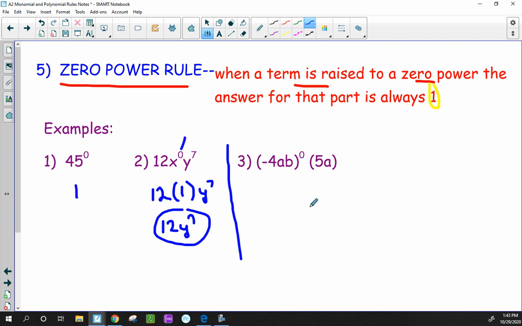And then finally, check out number 3. I've got a monomial in parentheses with a big power on the outside. I can do the power rule if I want to. I can call this negative 4 to the 1 times 0, a to the 1 times 0, b to the 1 times 0. I can go through that step, or I can just look at it and say, well, the 0 power rule says anything raised to the 0 power is 1, so that entire piece is just 1. That's the fastest way. And then drop down your 5a, because notice the 5a is not raised to the 0 power. And so technically you do have to drop it down. And so this answer would be 5a.